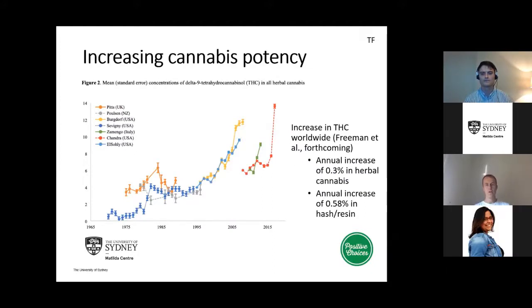And this is a combination of previous studies published since 1970 to 2017, what's called a meta-analysis of previous studies which have investigated THC in herbal cannabis. And as you can see, on the vertical axis, you can see THC concentrations, and on the horizontal axis, you can see year. So overall, there's been quite a clear increase in THC concentrations, rising over time from 1970, and particularly in recent years, you can see very significant changes in THC. So within herbal cannabis, the annual increase was 0.3% every year, and for hash or resin, it was 0.58%. So cannabis potency has been increasing in recent years, both in herbal cannabis and in cannabis resin.